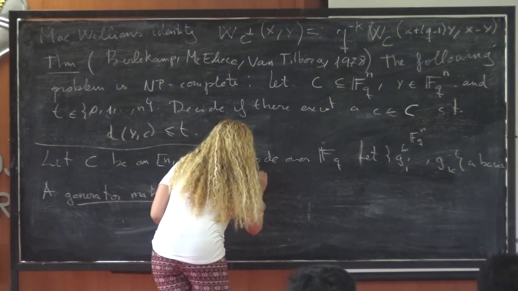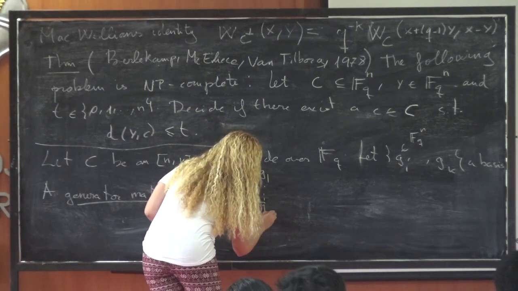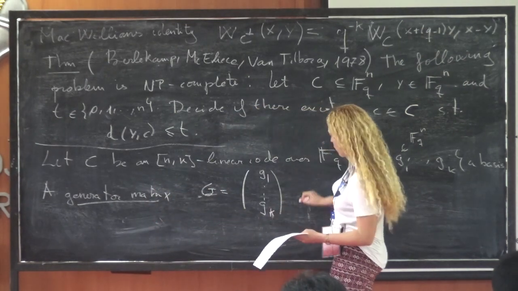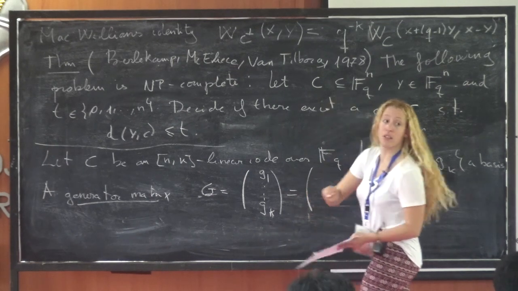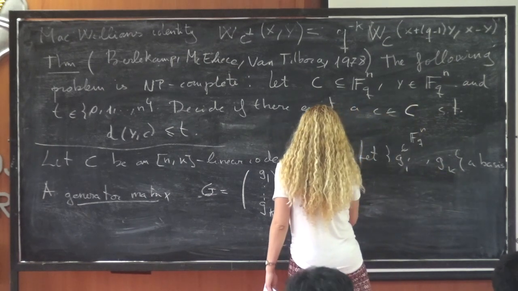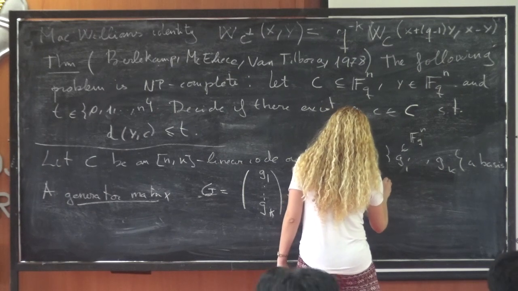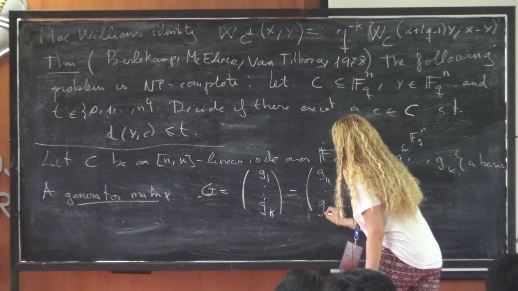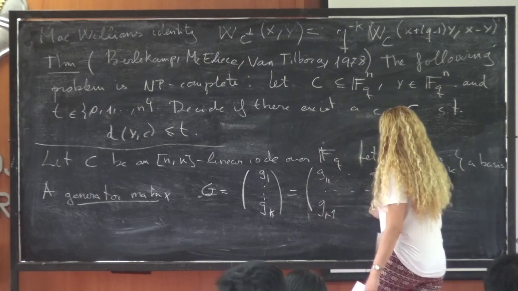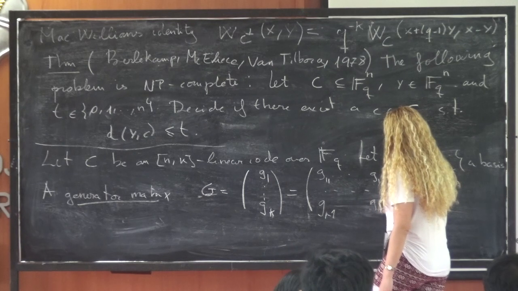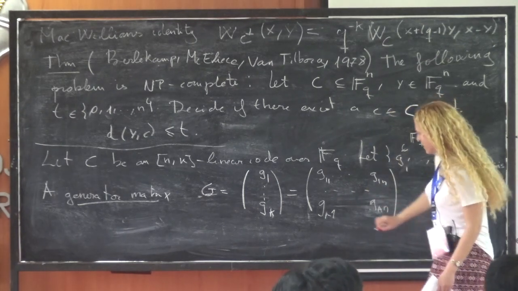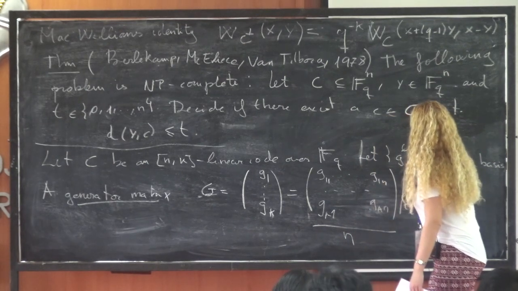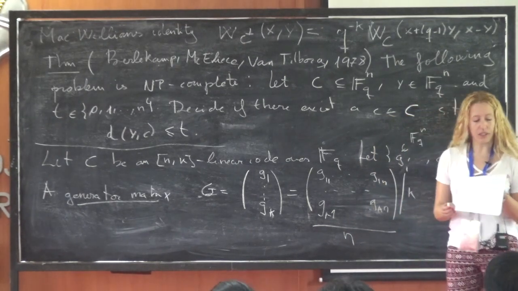So basically, I just write the vectors like this. If you want it in an extended version, here you have the first coordinate of g_1 until the last coordinate, g_1n, then g_k1 and g_kn. So it's a matrix. Here the side is n, and here the side is k.